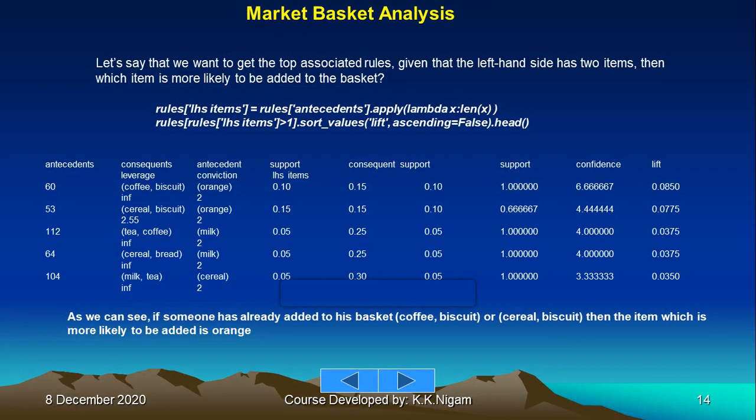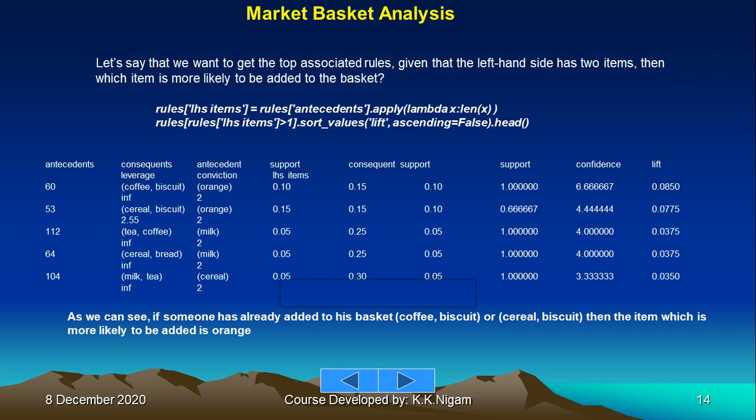So let's say that we want to get the top associated rules. Given that the left hand side has 2 items, which item is more likely to be added to the basket? Rules LHS items, or left hand side items, is equal to rules antecedents, apply lambda x, len x. Rules where LHS items is greater than 1, sort values by lift ascending false, head. So this is the kind of output you will get on that.